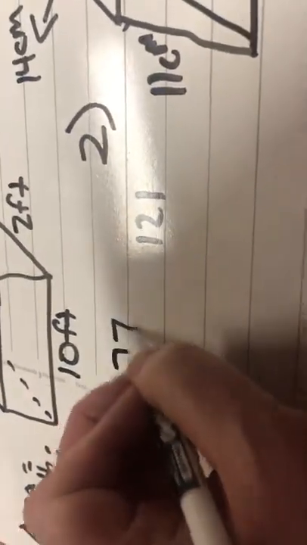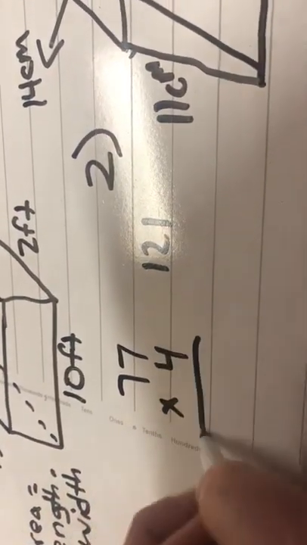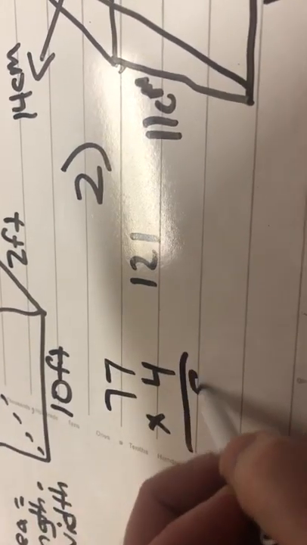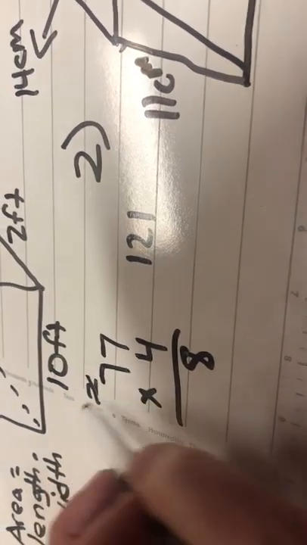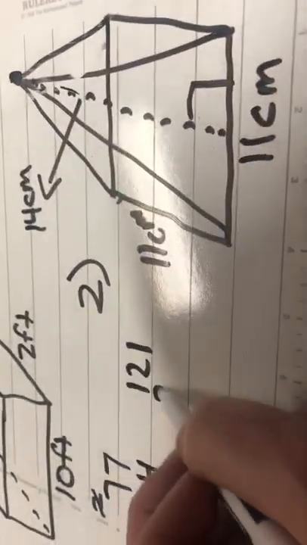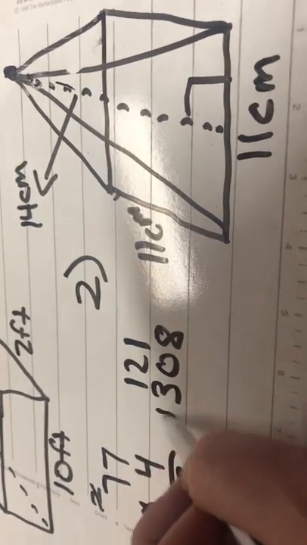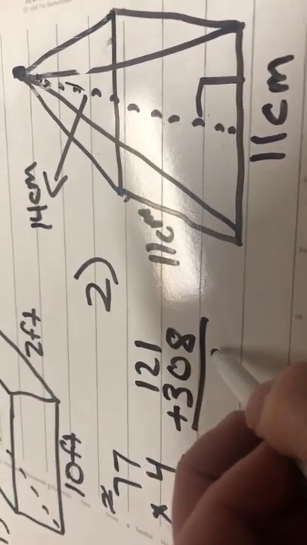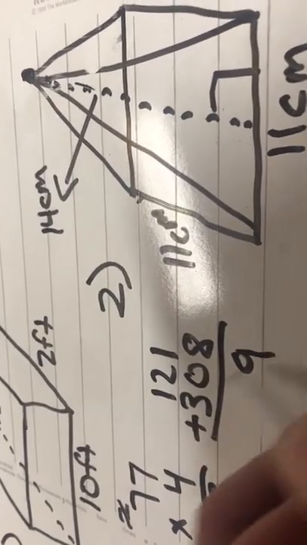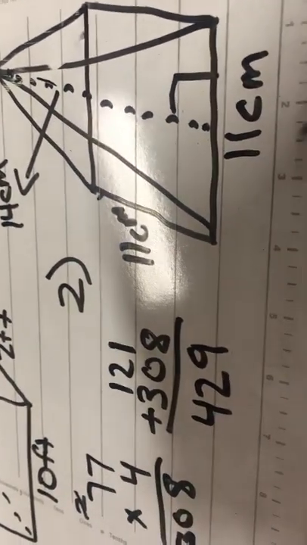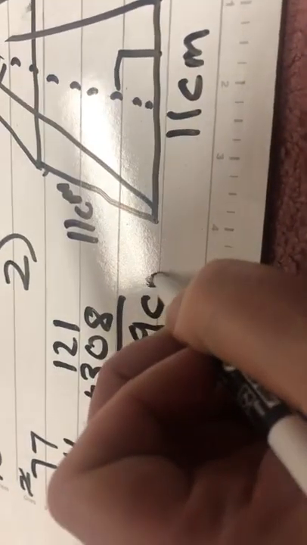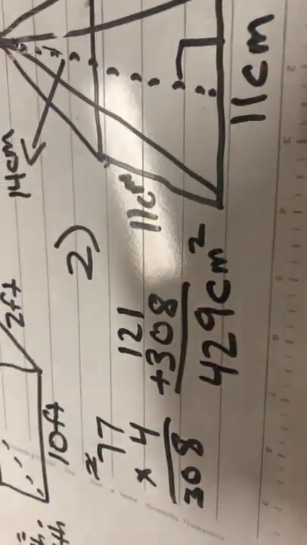So I do have to come over here and do 77 times 4. 4 times 7 is 28. Put the 8 down, carry the 2. 4 times 7 is 28, plus 2 is 30. I've got to take that 308 and add it to the 121. 1 plus 8 is 9. 2 plus 0 is 2. 1 plus 3 is 3. I get 429 square centimeters.